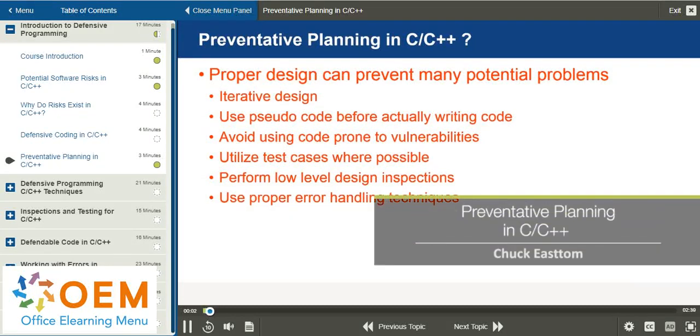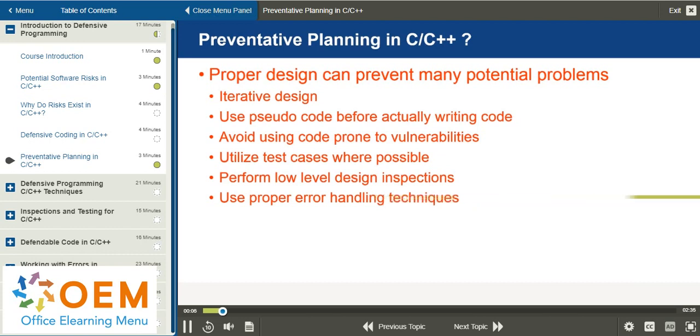Preventative planning has an important role in defensive programming. The idea is if you plan and you design properly, that can avoid a lot of problems. Proper design is probably the best approach to preventing many of the issues we're going to encounter in these lessons. There's a lot of proper design techniques you can utilize, and you don't necessarily have to implement each and every one of them, but be aware of some of the tools that are at your disposal.